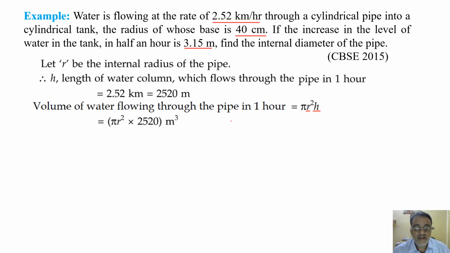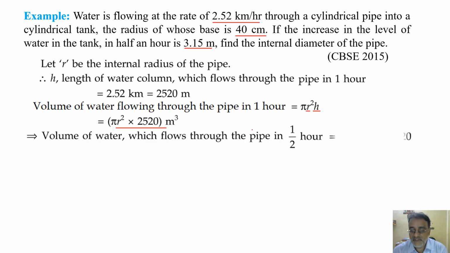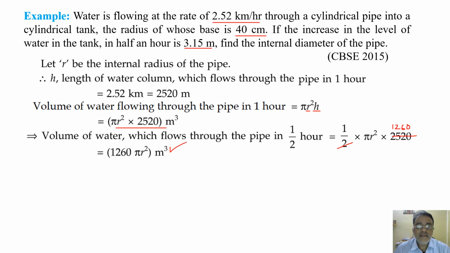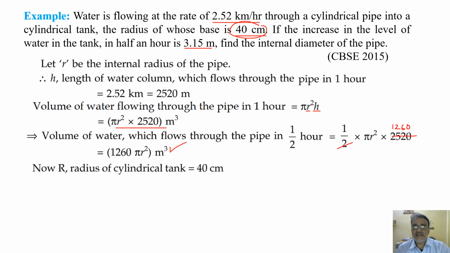Now what volume of water flows through the pipe in half an hour, तो ये 1 hour का था, इसको फिर 2 से डिवाइड करेंगे, तो ये हो जाएगा 1260, ठीक है, 1260 pi r square. This is clear. Now the radius of the base it is given 40 centimeter. तो ये 40 by 100 हो जाएगा. That is 2 by 5 meter.